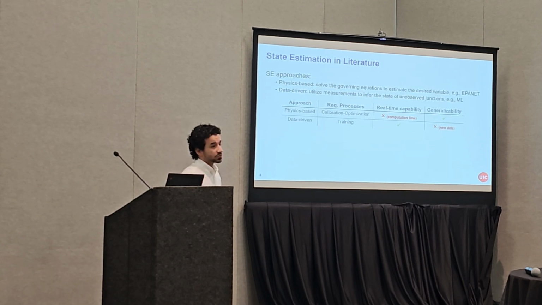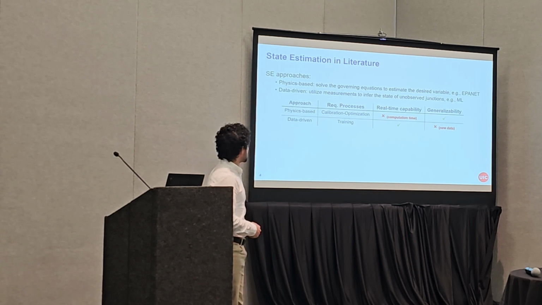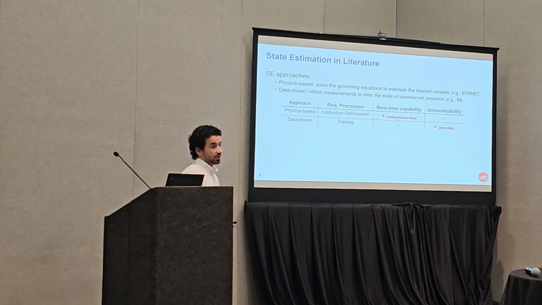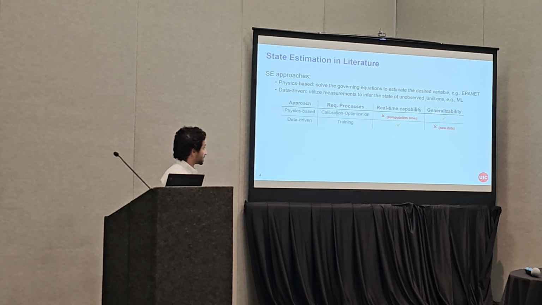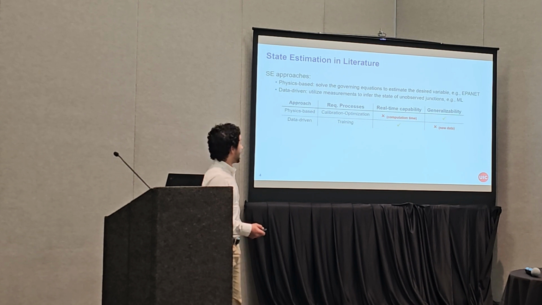There are two main approaches for state estimation. The first is physics-based, where the governing equations are solved to estimate the desired value, such as what we do using EPANET. The other approach is the data-driven model, where measurements are used to infer the state of a desired variable, such as what we do in machine learning. Physics-based models require calibration and optimization, which takes time, and for that reason are not very suitable for real-time applications.